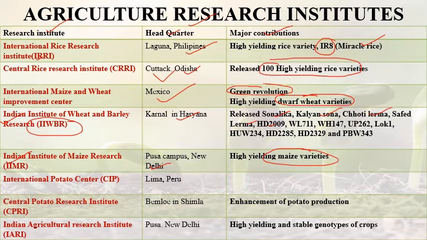Next, we have International Potato Research Center, that is CIP. It is located in Lima, Peru, worked on potato tubers. Next, we have Central Potato Research Institute, CPRI. It is located in Bemloe in Shimla. So it is present in Himachal Pradesh, and its major contribution is in enhancement of potato production. Next, we have Indian Agriculture Research Institute, IARI. It is located in Pusa, New Delhi, responsible for producing high-yielding and stable genotypes of various crops.